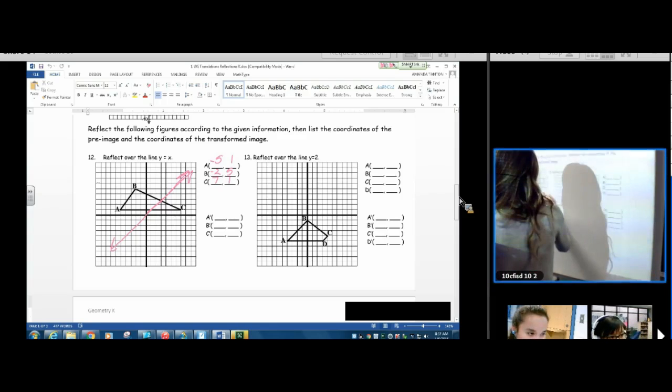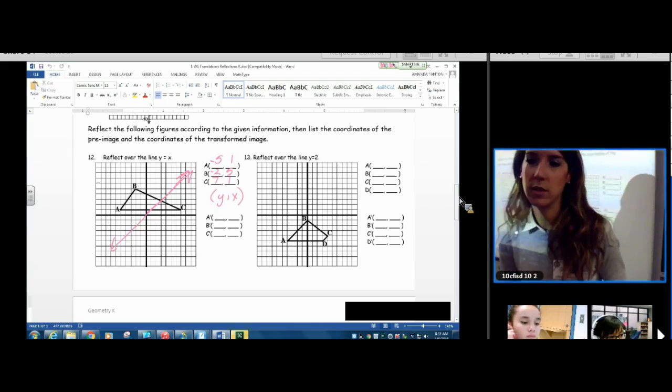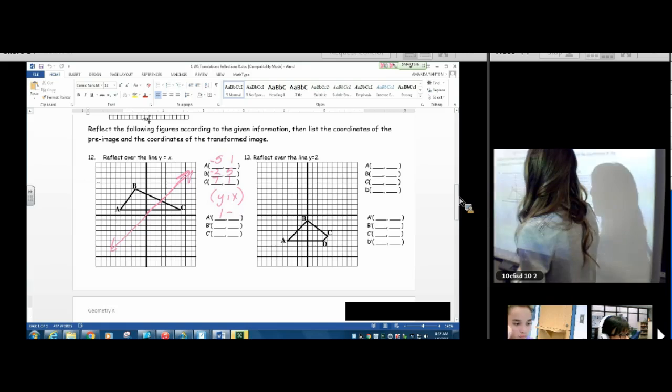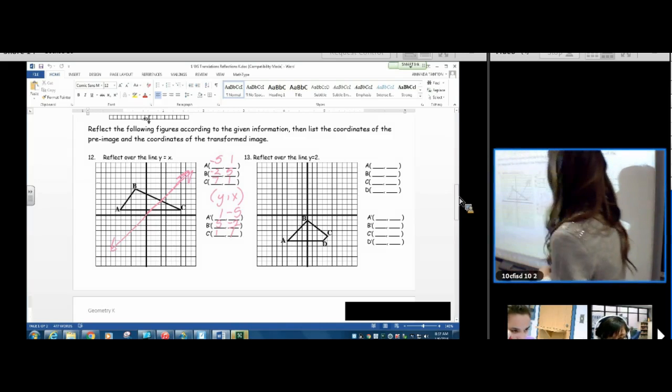And the rule says switcheroo, switch places. So I'm just going to switch. 1, negative 5, 5, negative 2, 1, 7. I'm going to plot that in a new color.